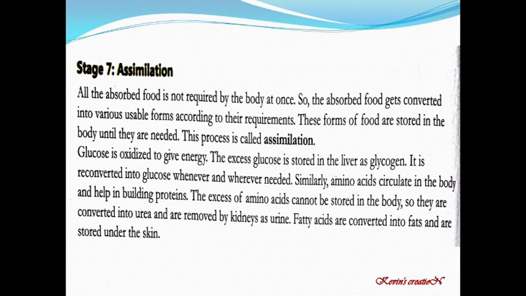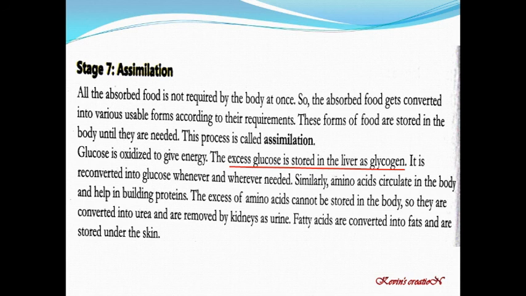Now glucose is oxidized to give energy. So whatever glucose is there in the digested food gives us energy, but everything is not required. So the excess glucose is stored in the liver as glycogen. Here you can see, whatever is left over, that glucose is changed into glycogen, and whenever we require energy, this gets converted and then we get the energy.